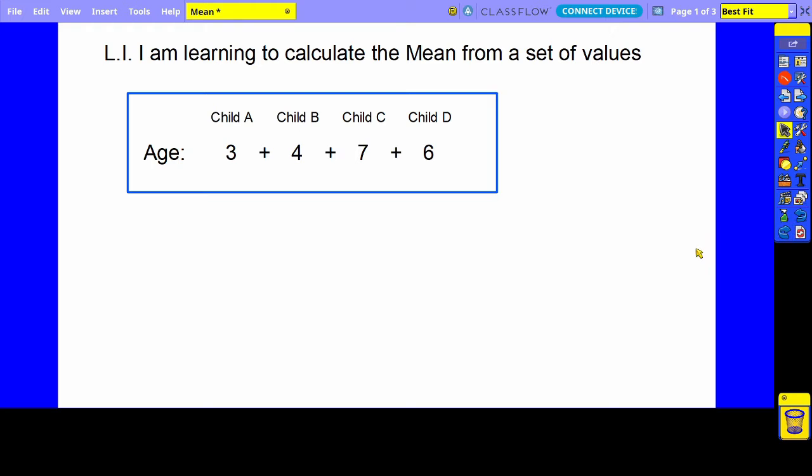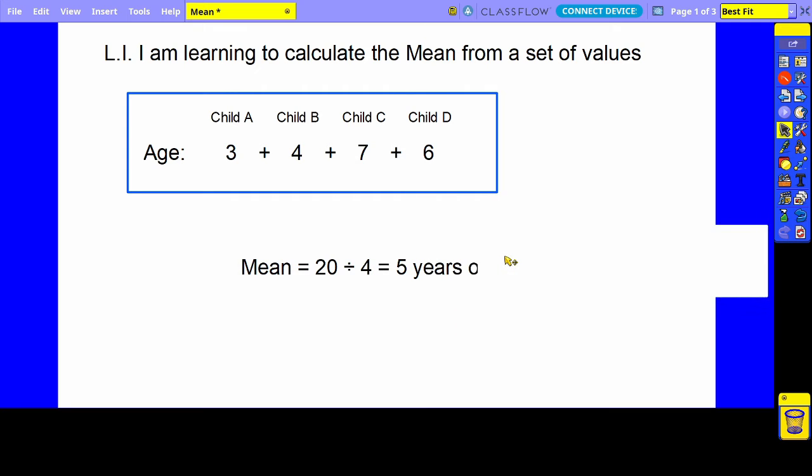So starting off then, we add them all together. We have 3 plus 4, which is 7, plus another 7, which is 14, plus another 6, which is 20. So we're going to have 20, and we're going to divide that by 4, because the total number of samples here is 4. There are 4 different children, so we have to divide our answer by 4. Therefore, the average age of these children here is 5 years old.